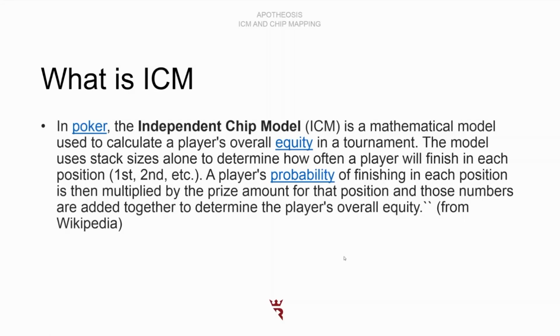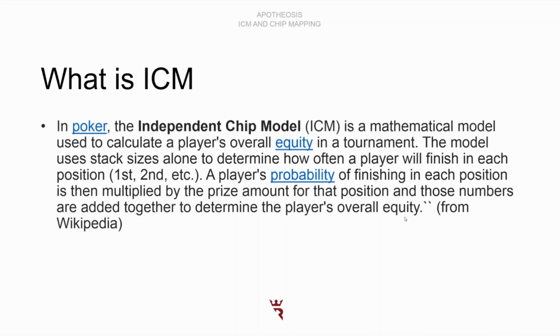And I've just taken this definition off of Wikipedia. So in poker, the independent chip model, that's what ICM stands for, is a mathematical model used to calculate a player's overall equity in a tournament. The model uses stack sizes alone, and this is really important because this is one of the things that my proposed alternative focuses on. It uses stack sizes alone to determine how often a player will finish in each position, first, second, etc. A player's probability of finishing in each position is then multiplied by the prize amount for that position, and those numbers are added together to determine the player's overall equity.